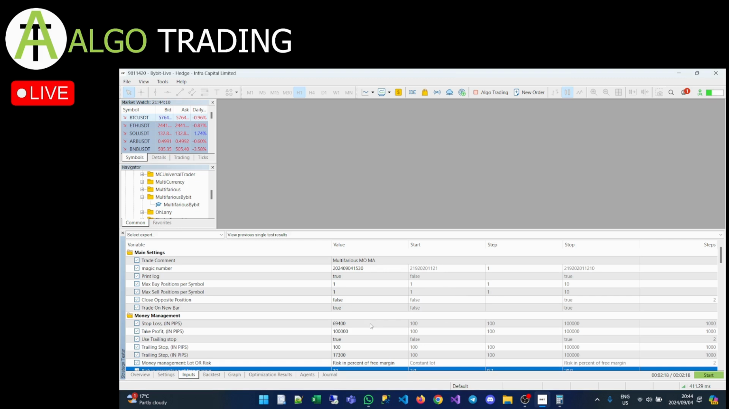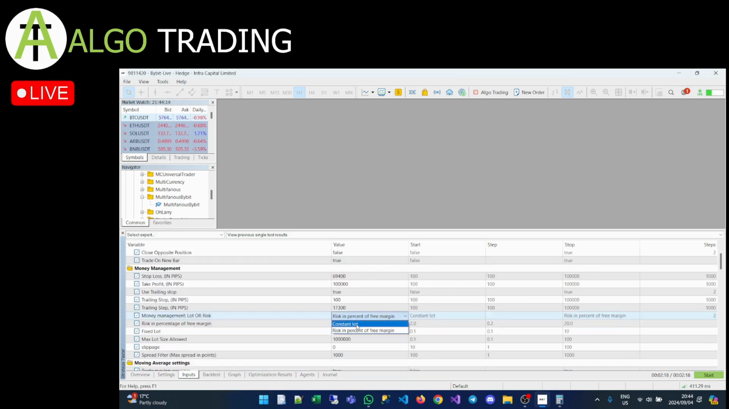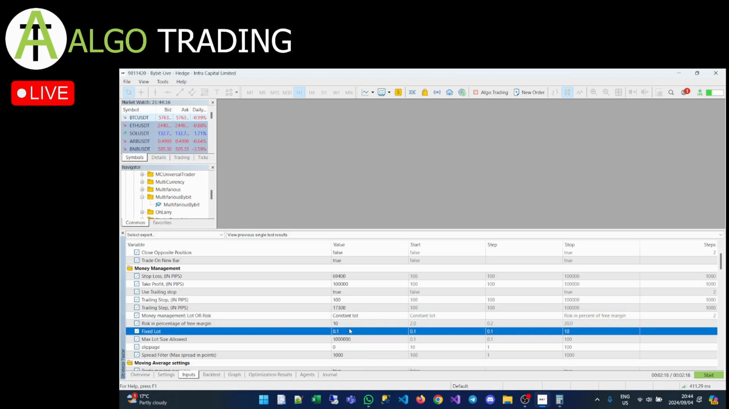Okay, so this is the setup. I'm going to show you. First, we're going to run it at a constant lot. One of the features of Multifarious is that you can either use a constant lot, or you can have an auto-incrementing lot based on a percentage of your free margin. So the first test, I'm just going to run it at a constant lot. I'm going to run the settings.